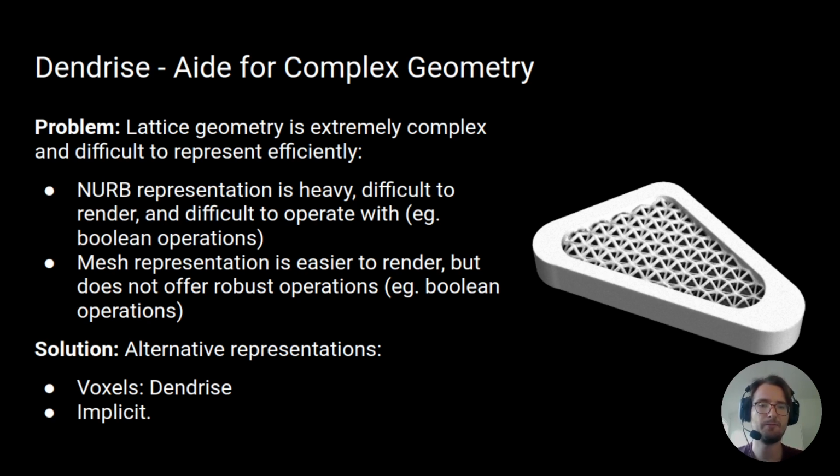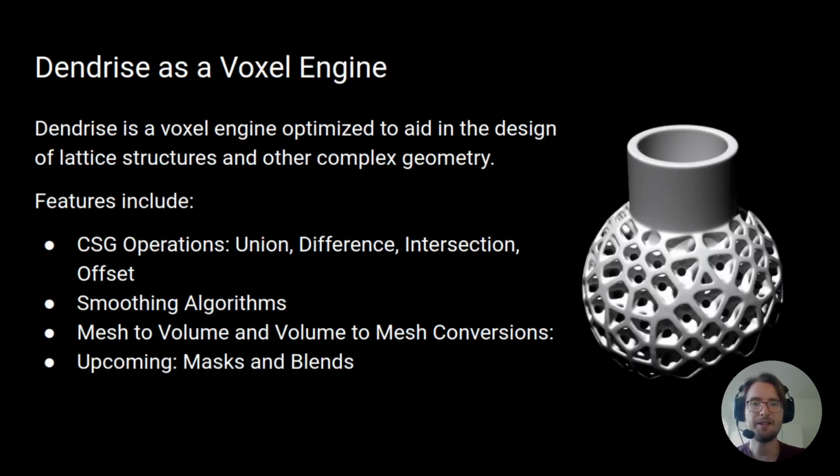So what's the solution? We need alternative geometrical representations. Right now in the market, there are two main types: voxels, which are used by Dendrise, and implicit fields, which are used by software such as nTopology. Dendrise is a voxel engine that is optimized to aid you in the design of complex lattice structures, and it can also be used with other types of geometries.